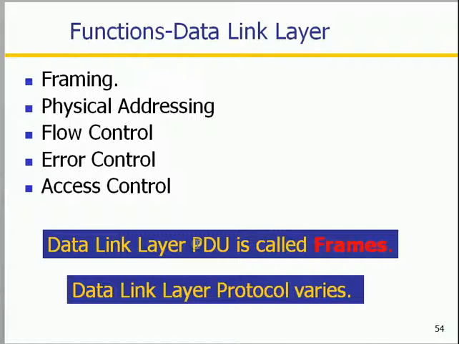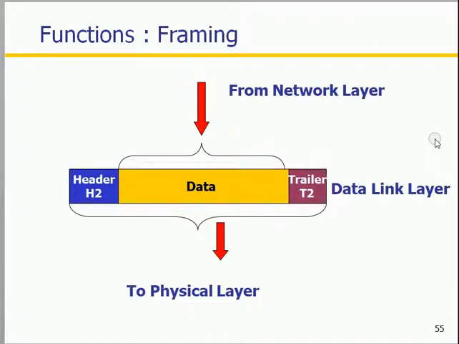The physical address of a thing is called the MAC address, and the MAC address is unique, and the protocol that does this work is known as ARP. So you need to remember this. Flow control, error control, and access control, you have seen this in the transport layer, but this is the first step of doing that. You need to memorize this stuff.